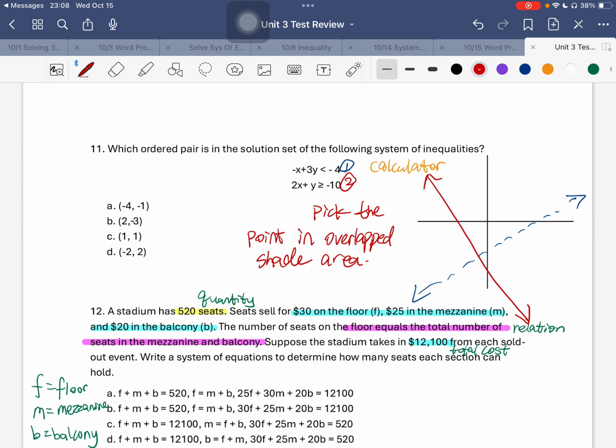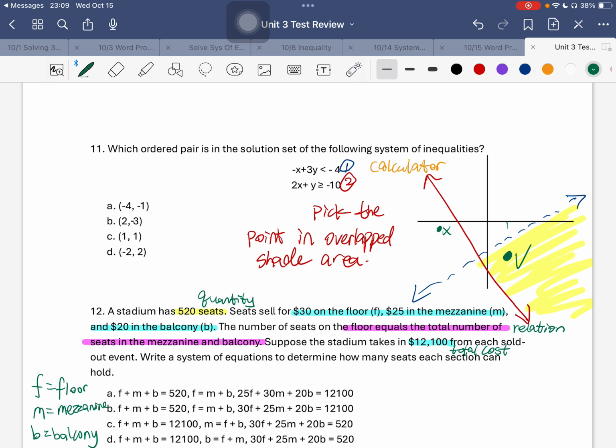Okay, so for this one, let's see which points work. -4, -1 is somewhere here. It doesn't work. 2, -3 is somewhere here. Oh, let's shade the part first. So on the calculator, it shows me this part is the shading area. Okay, now I know 2, -3 works.